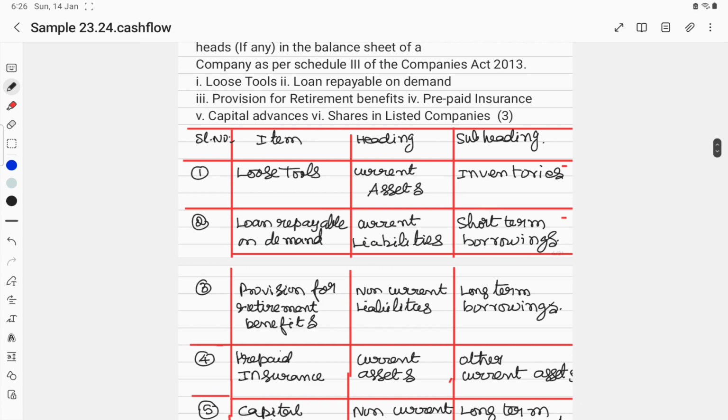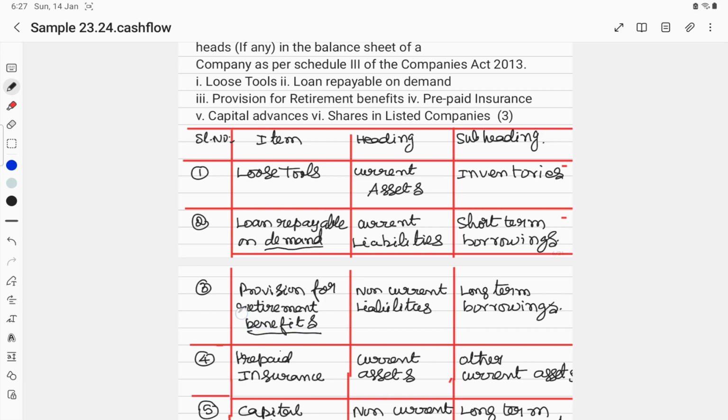So, see here, serial number, item, heading, subheading. First, loose tools. Current asset. Under the heading current asset, the subheading is inventories. Second one, loan repayable on demand. Therefore, it comes under current liabilities. It is short-term borrowings. Provision for retirement benefits.